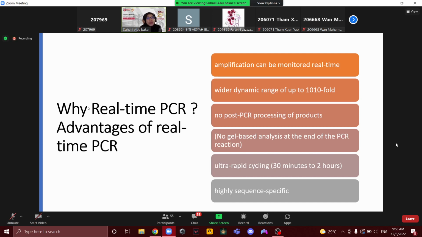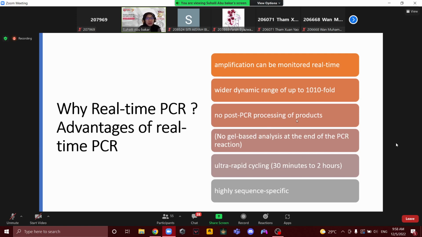And then when you use the fluorescent, you have to have an absorber to emit. However, the advantage is this one: you can monitor it in real time. Okay, and then a wider dynamic range, up to 1,000 fold, up to 1,000 fold.